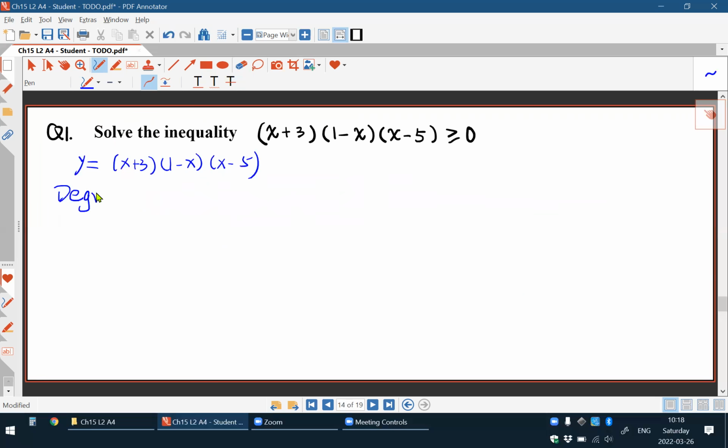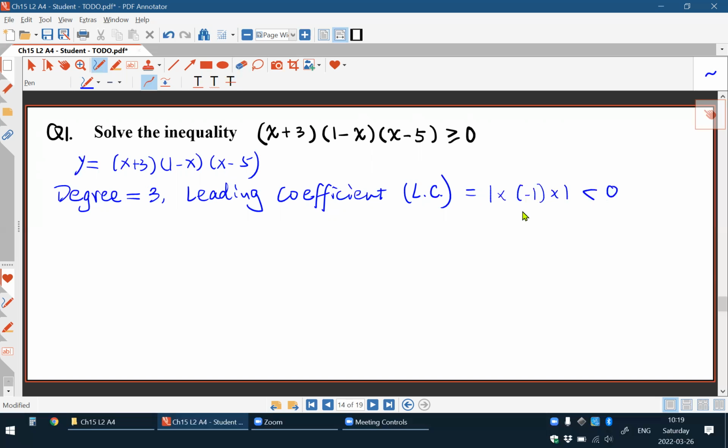Okay, so let's find first the degree. 1, 2, 3, just 3 x's. It's multiplication of 3 x's is x cubed, right? So the degree is just 3. Then let's consider the leading coefficient. Okay, from now on, I'll use LC to denote leading coefficient, okay? Leading coefficient is just a product of all the leading coefficients of the factors. So 1 by -1 by 1 is less than 0, right?